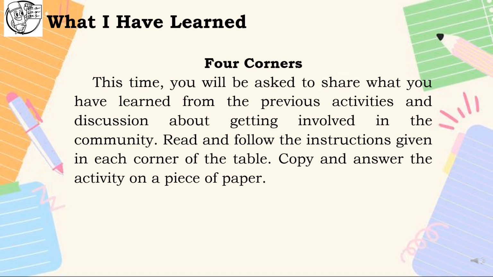To test what you have learned in this module, you are now going to do the What I Have Learned activity: 4 Corners. This time, you will be asked to share what you have learned from the previous activities and discussion about getting involved in the community. Read and follow the instructions given in each corner of the table, then copy and answer the activity on a piece of paper.